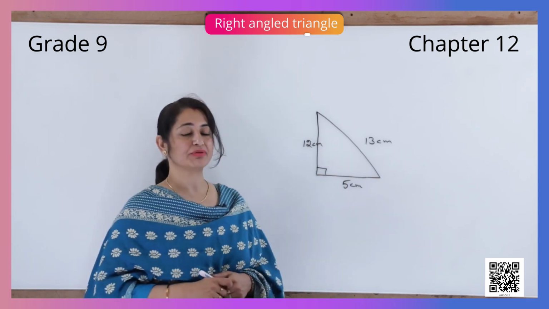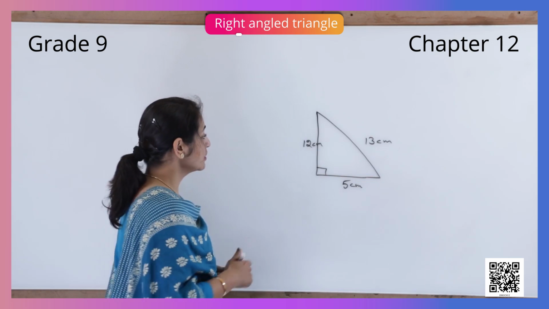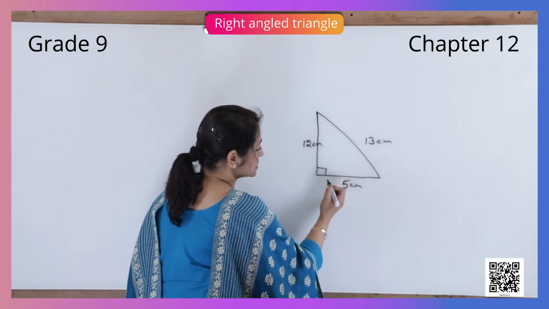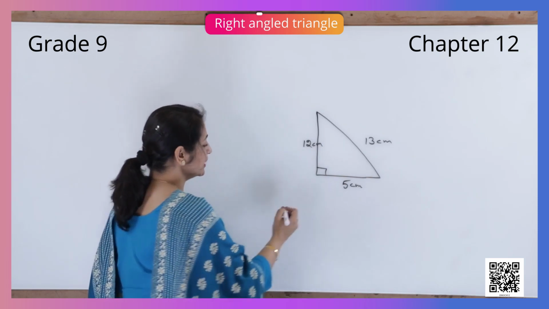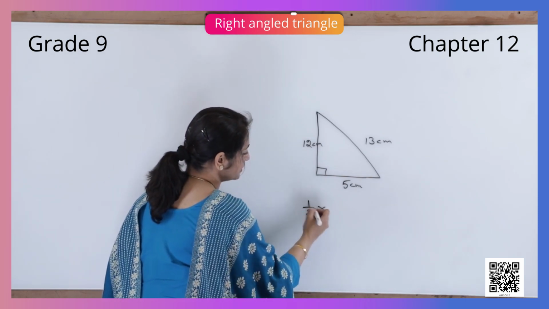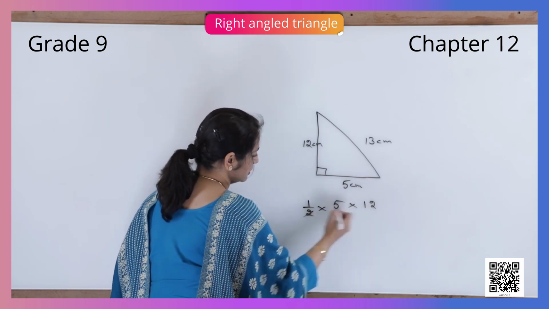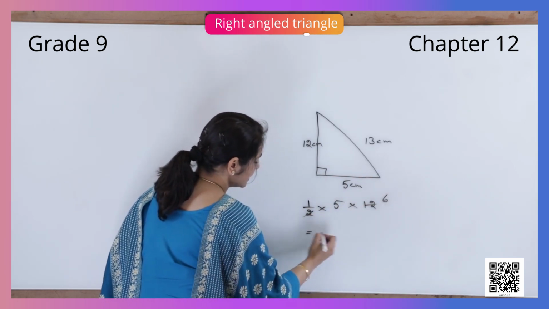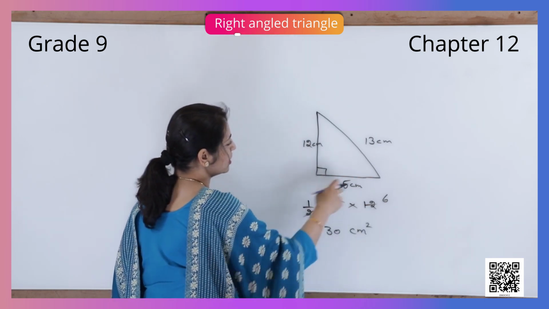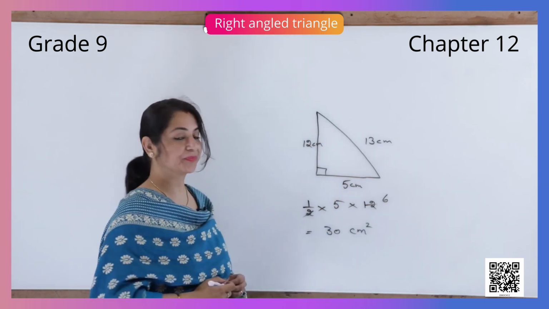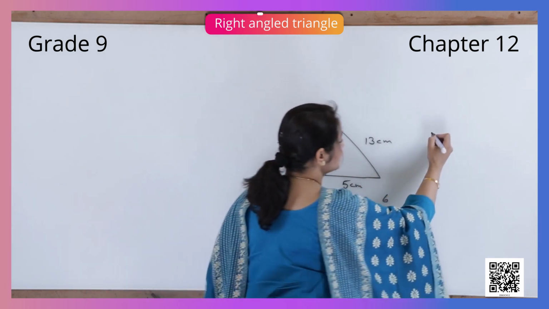Now suppose we have a right angle triangle. It's very easy to calculate its area because here the base will be this 5 centimeter and the altitude will be 12 centimeter. So the area will be half into base, that is 5, into altitude, that is 12. So here we will have 6 and the answer will be 30 centimeters square because all the measurements are in centimeter.